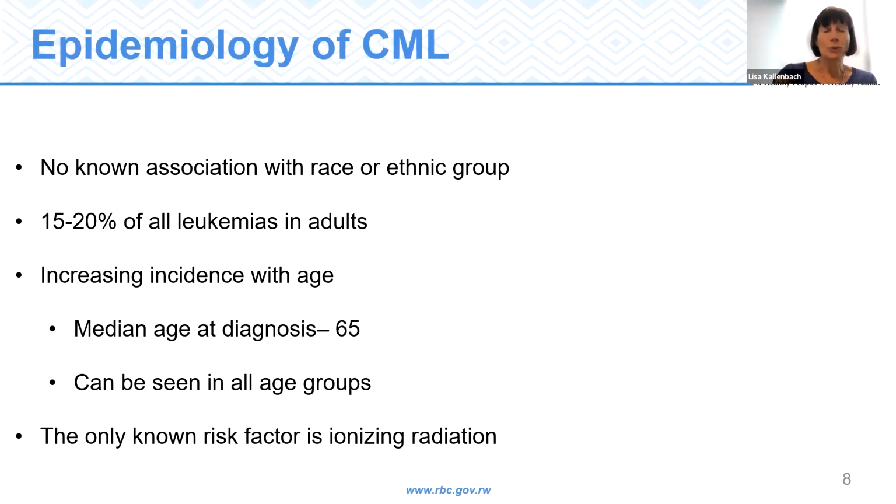So there's no known association with race or ethnic group with this disorder. It does account for 15 to 20% of all leukemias in adults. There's an increasing incidence with age, and the median age at diagnosis is about 65 years. And it can be seen in all age groups, so it doesn't have peaks at certain age groups. The only known risk factor is ionizing radiation.